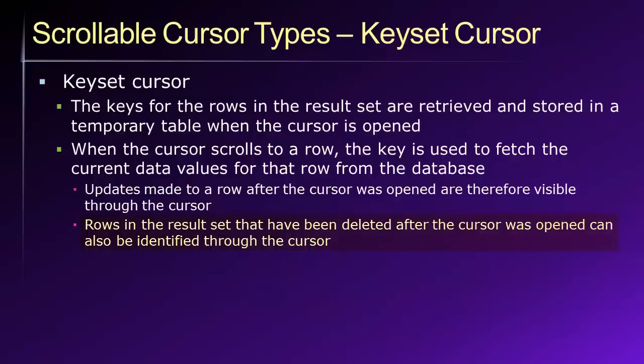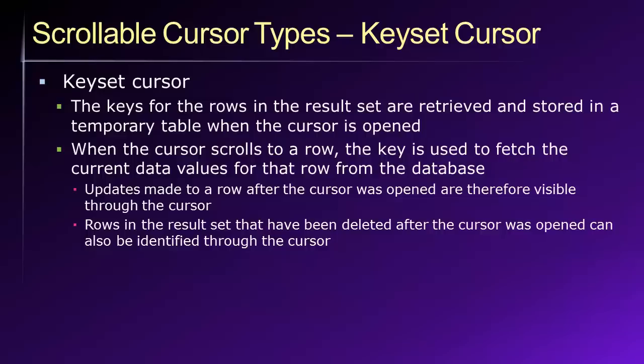It is also possible to identify deleted rows using a keyset cursor, because as I scroll forward or backward through the result set using the cursor, the database will use the primary key values that it had stored in the temporary table to attempt to fetch the true values of the data from the underlying table. And if at that moment in time a row no longer exists, then the database will fetch a null result for me through the cursor, and I can then infer that the associated row has been deleted.